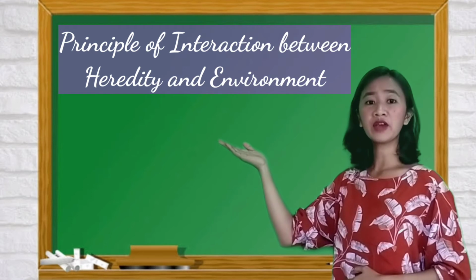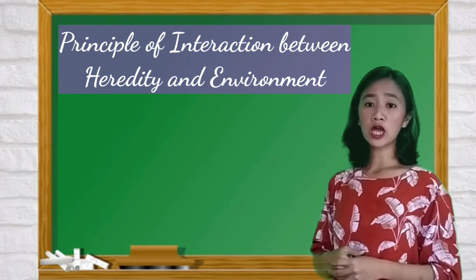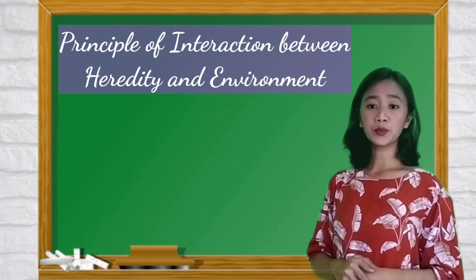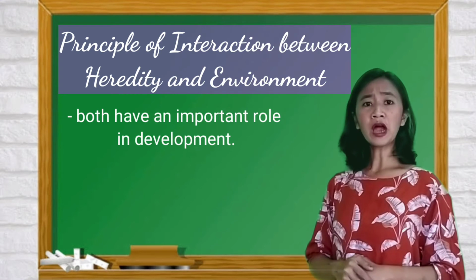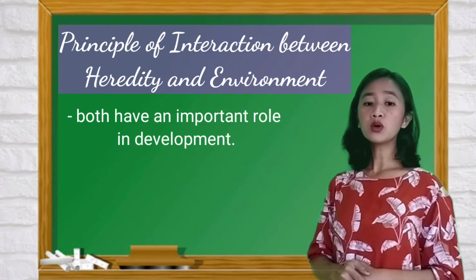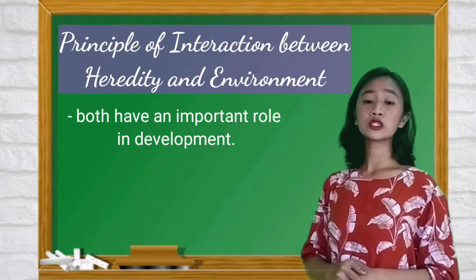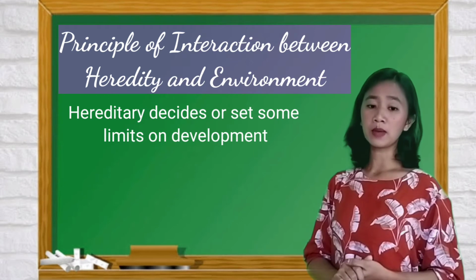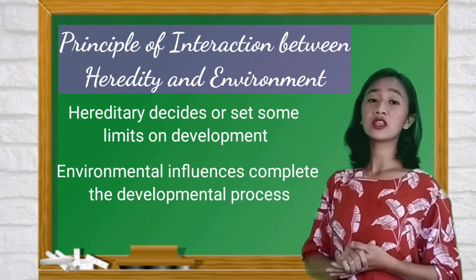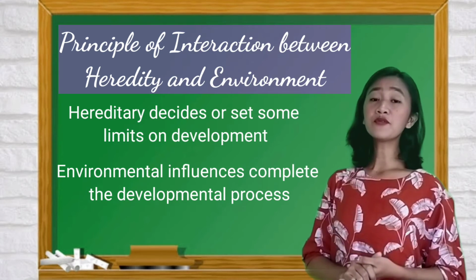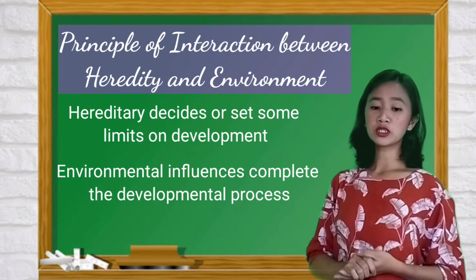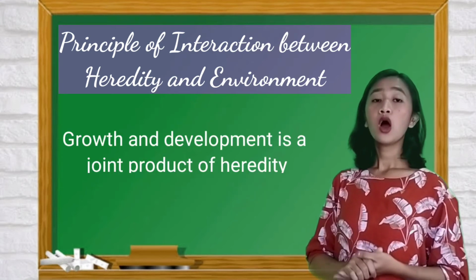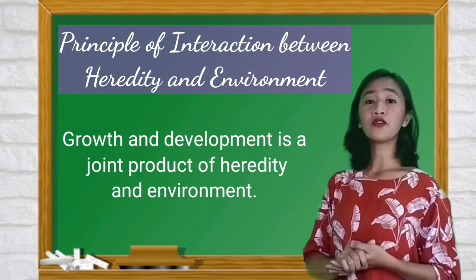Principle of interaction between heredity and environment. Development of a child is a process that cannot be defined wholly based on heredity or environment. Both play an important role in development. There are arguments in favor of both. However, most psychologists agree that an interplay of these two factors leads to development. Where heredity sets some limits of development, environmental influences complete the developmental process. Environmental influences provide space for multidimensional development through interaction with family, peers, society, and so on. Growth and development is a joint product of heredity and environment.